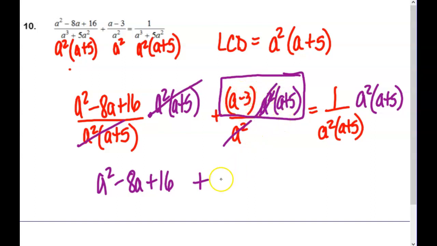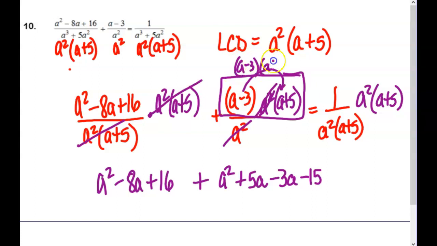So a times a will be a squared. A times the 5 back here will be plus 5a. A negative 3 times this a will be a negative 3a. And a negative 3 times that 5 is a negative 15. I certainly could have rewritten them as a multiplication. So it was a minus 3 times a plus 5. Looks a little nicer. This side, everything divides out, so we have left equals 1.